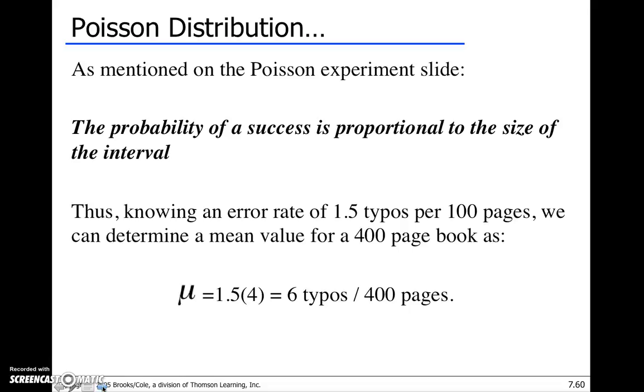As mentioned on the Poisson experiment slide, the probability of success is proportional to the size of the interval. Thus, knowing an error rate of 1.5 typos per 100 pages, we can determine a mean value for a 400-page book as mu equals 1.5 times 4, which is 6 typos per 400 pages.